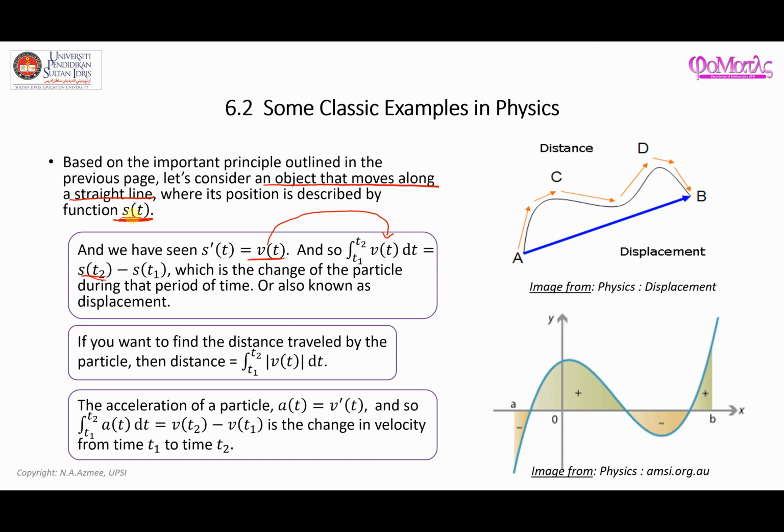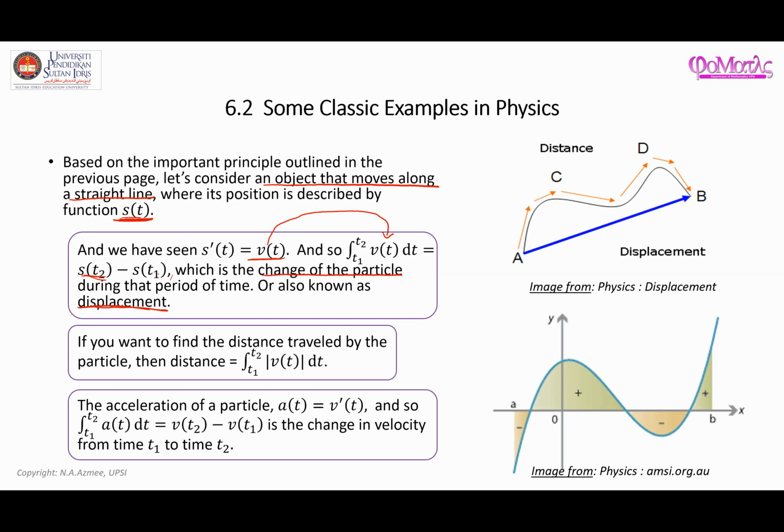So you will get this function, evaluated at time t2 and t1, and the difference of that represents the change of position of the particle during that period of time. Another name for that is what we call the displacement of a particle.